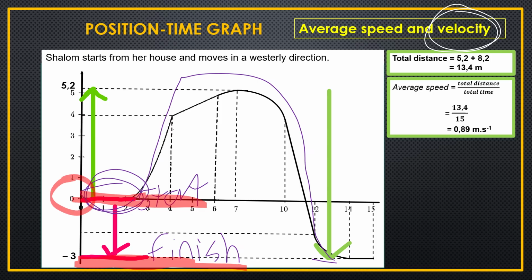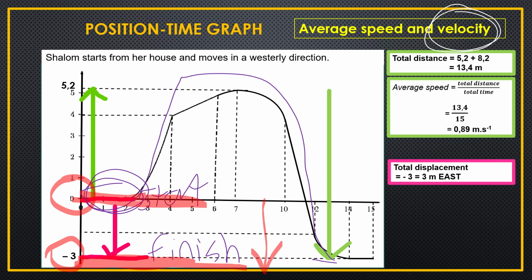So she started at 0 and she finished at -3. So that is her displacement. So her displacement is -3, but we can't leave our answer as a negative. So the -3 becomes 3 meters east. Why east? Because remember, east is the negative direction. And you can see that the arrow representing her displacement points downwards to the negative direction. So her displacement from start to finish is just a straight line, 3 meters east.